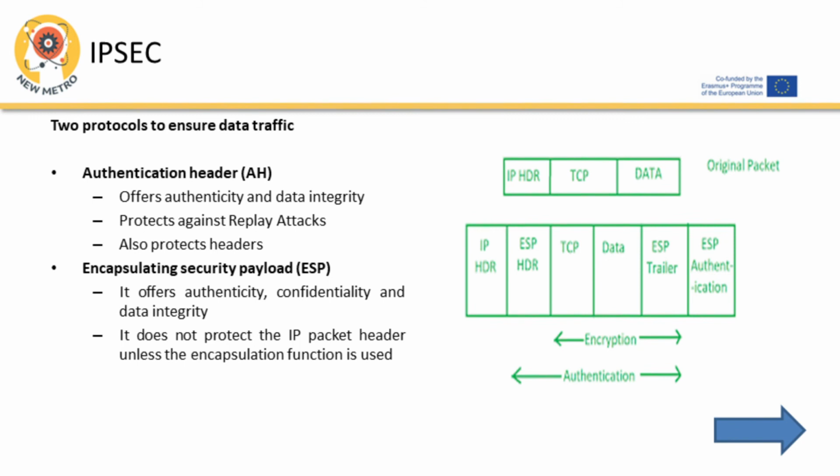2 protocols to ensure data movement. Authentication Header, AH. Provides authenticity and integrity of data. Protects against replay attacks. It also protects headers. Encapsulating Security Payload, ESP. Provides authenticity, confidentiality, and data integrity. It does not protect the header of the IP packet, unless the encapsulation mode is used.